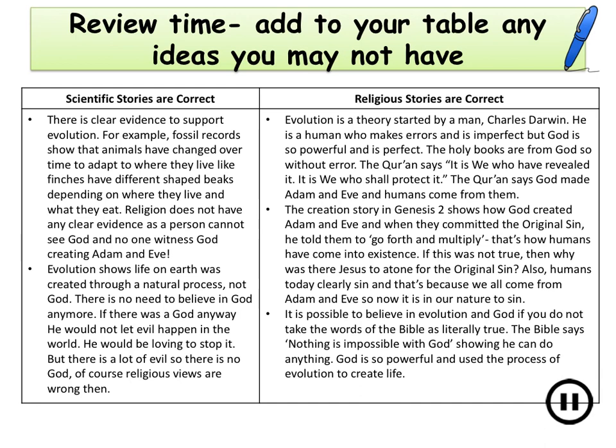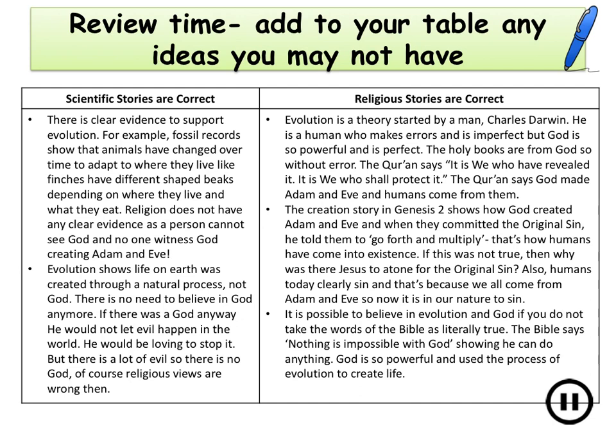Another argument in favour of religion is the fact that the creation story in Genesis 2 shows how God created Adam and Eve, and when they committed the original sin, he told them to go forth and multiply. That's how humans have come into existence. If this was not true, then why is it necessary for God to give Jesus in order to atone for the original sin? Remember, in the Bible it says, "For God so loved the world, he gave his only Son, so that whoever believes in him shall not perish but have eternal life." And another quotation which shows it is, "Christ died for our sins." Humans today clearly sin, and that's because we all come from Adam and Eve, so it's within our nature to commit sin.